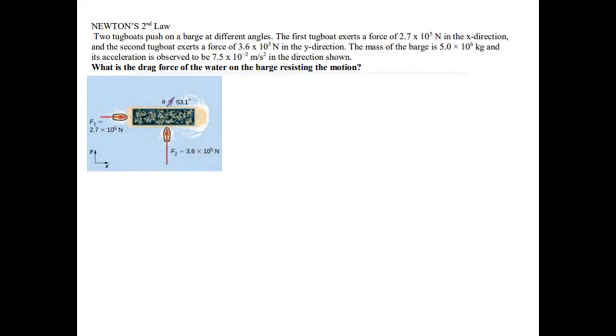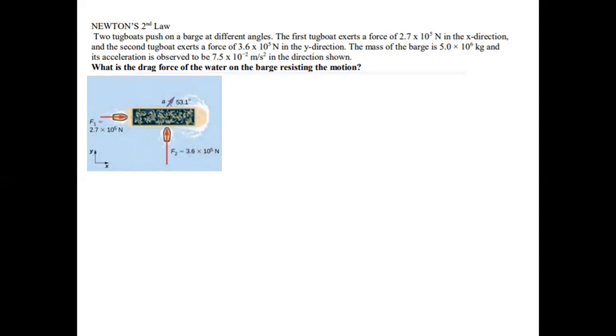The first tugboat exerts a force of 2.7 times 10 raised to 5 newtons in the x direction, and the second tugboat exerts a force of 3.6 times 10 raised to 5 newtons in the y direction. Now, the mass of the barge is 5 times 10 raised to 6 kilograms, and its acceleration is observed to be 7.5 times 10 raised to negative 2 meters per second squared in the direction shown.